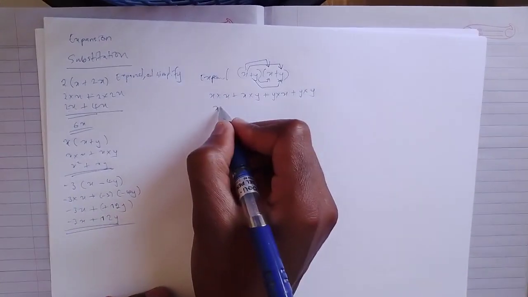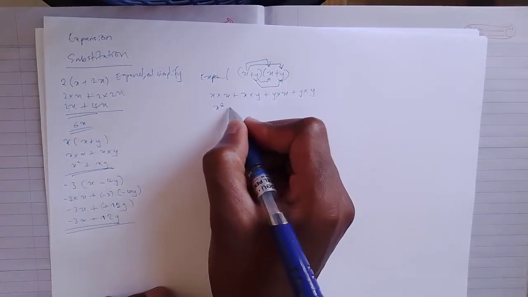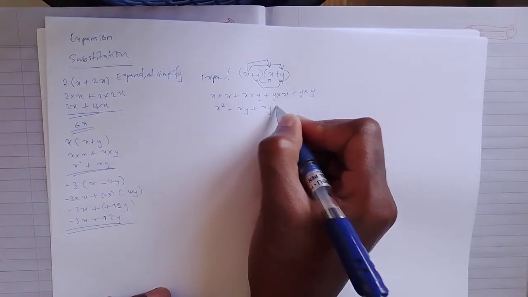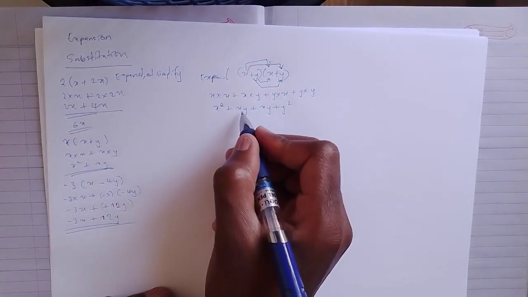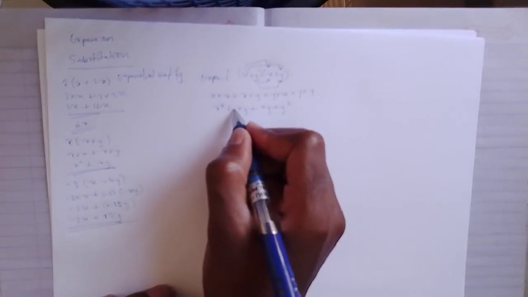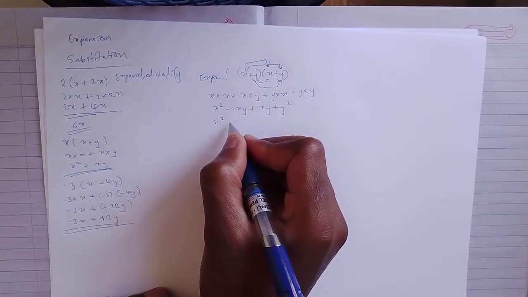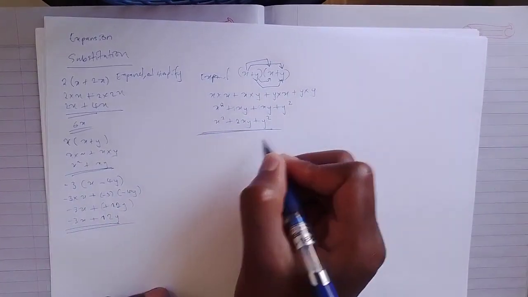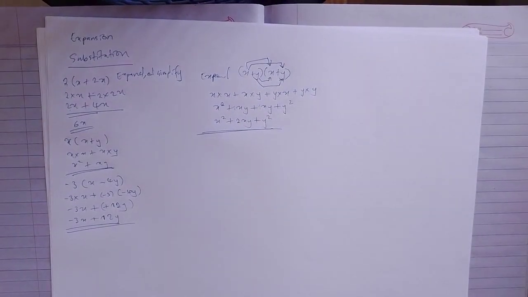So x times x is x squared, x times y is plus xy, y times x is xy, plus y squared. Then as we can see, these two things are like terms. There's nothing in front, which means they are invisible ones. So this is x squared plus 2xy plus y squared, and that's our expansion of such a thing.